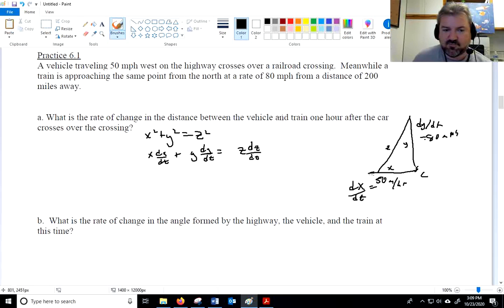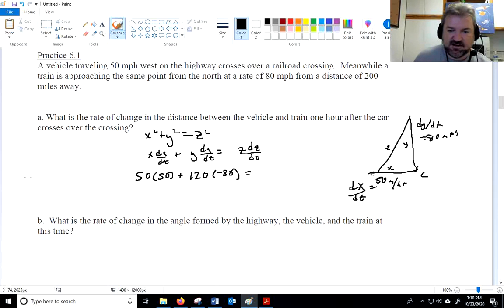Well, we're looking for the rate of change in the distance between the vehicle and the train 1 hour after the car crosses the crossing. So if the car started at the crossing 1 hour later, if it's going 50 miles per hour, this x must be 50. dx/dt is also 50. The train, if it's traveling 80 miles per hour for 1 hour and it was 200 miles away, is now only 120 miles away. And the rate of change, of course, is a negative 80 still.